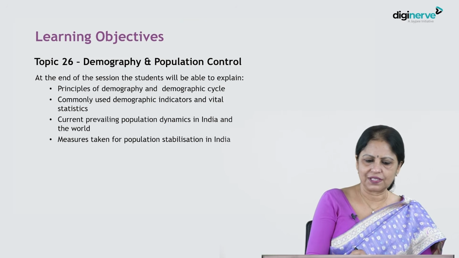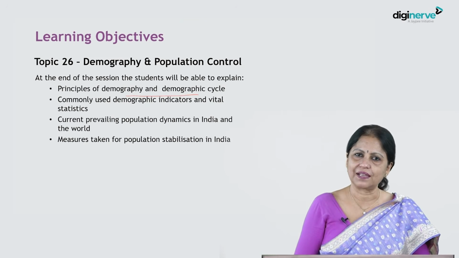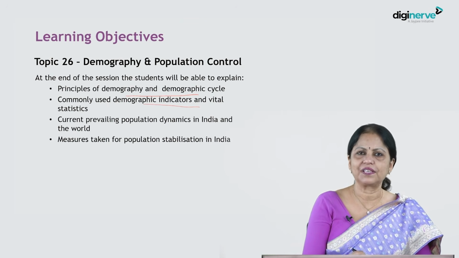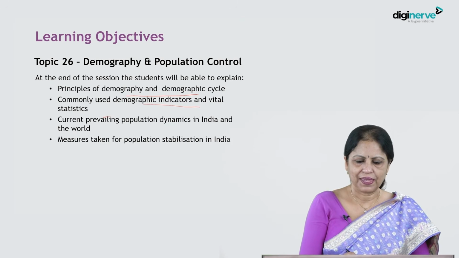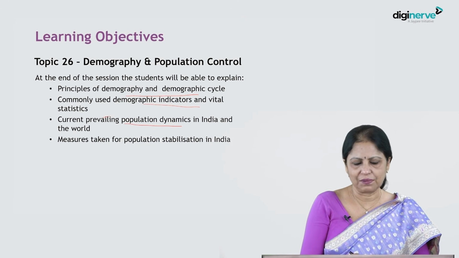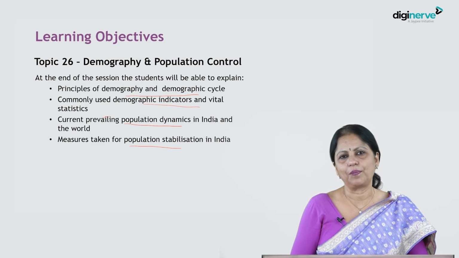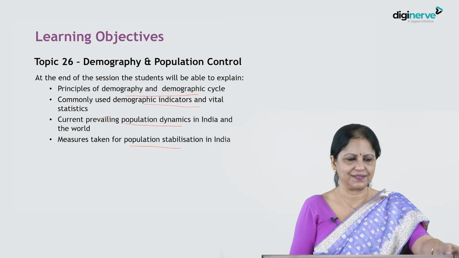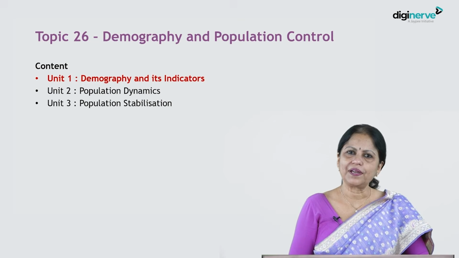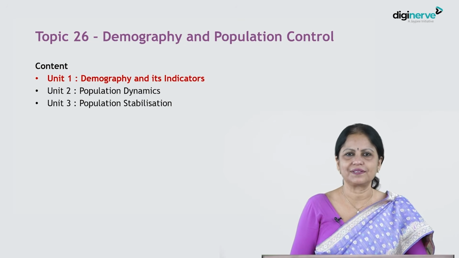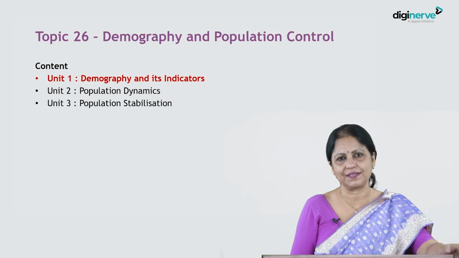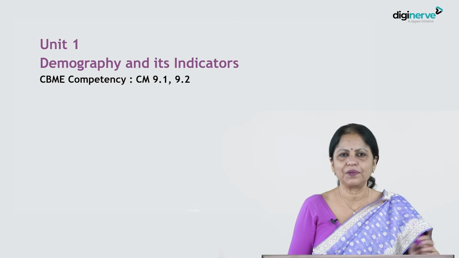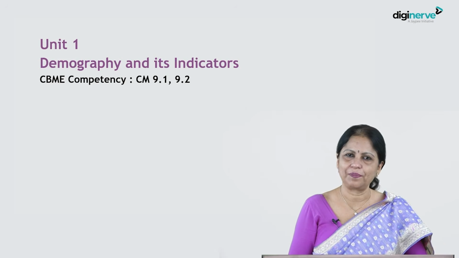So here I will discuss demography and demographic cycle, the commonly used demographic indicators and vital statistics, the prevailing population dynamics and measures taken for population stabilization in India. This topic I have spread over 3 units. This is the first unit, demography and its indicators. It covers CBME competencies 9.1 and 9.2.